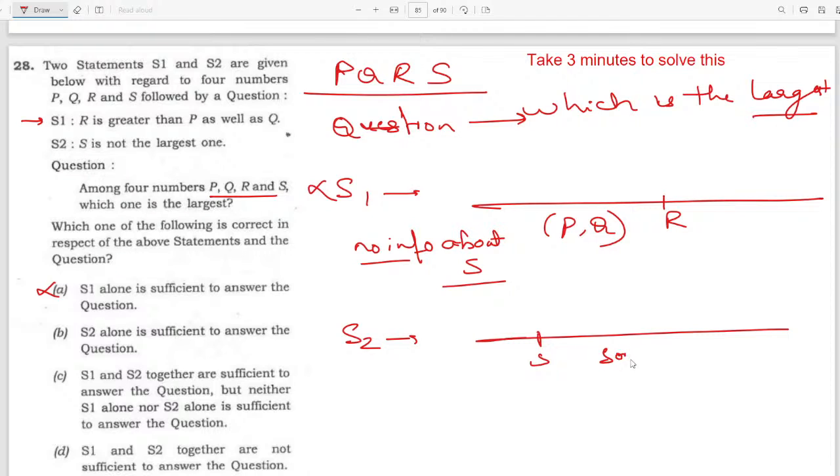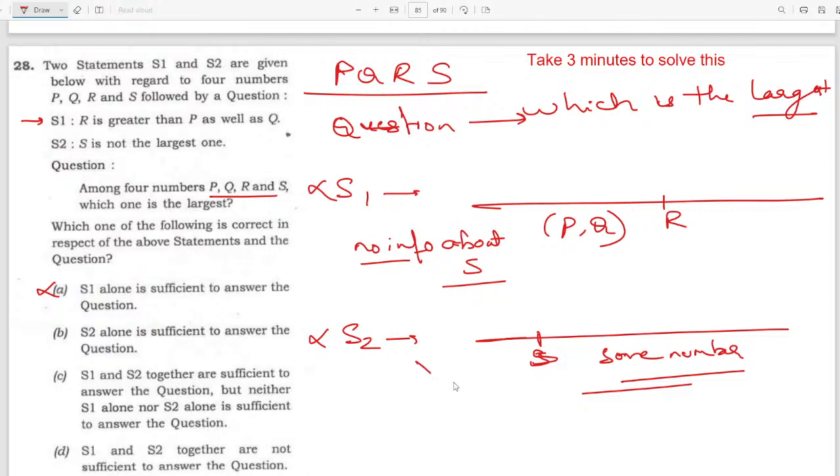There are some numbers here, some numbers here. But we don't know anything about the other numbers. So we just know the information about S. So clearly S2 is also not sufficient to answer the question. But what happens when we combine these 2? When we combine these 2, we know that P and Q are less than R. R is greater than P as well as R is greater than Q. And we didn't have any information about S.